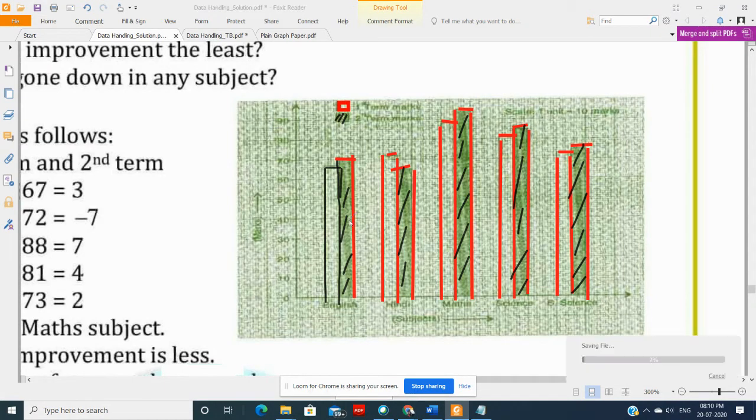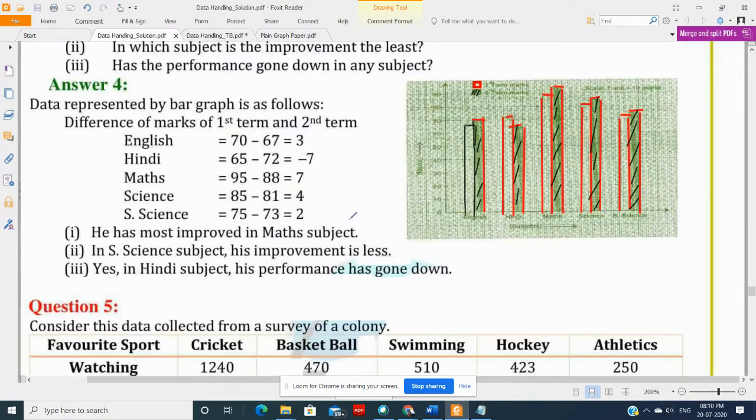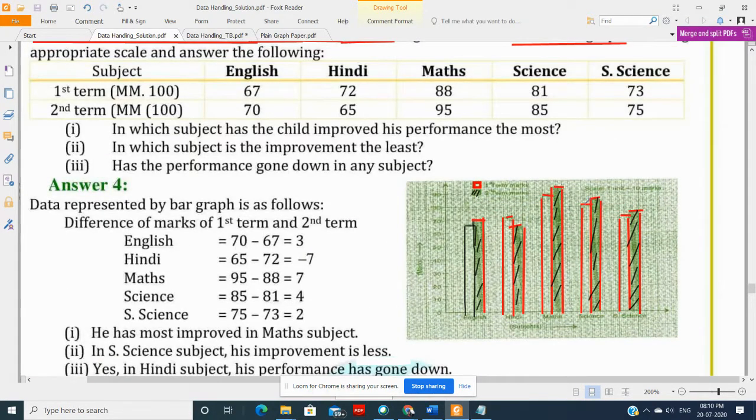Now we know how to take scales and everything. We have already discussed this. For first term marks, the maximum is 88, so you can just say 100. You can go till 100. For second term also the maximum is 95, so again you can go till 100. Now it becomes very easy because you just have to go till 100. You can take 0 to 10, 10 to 20, 20 to 30 and so on, so you can take your measurement in increments of 10.